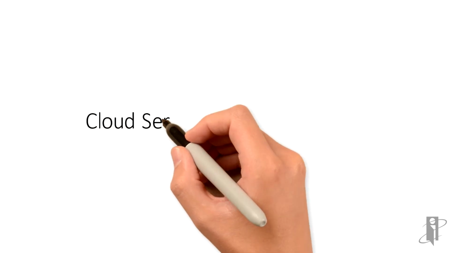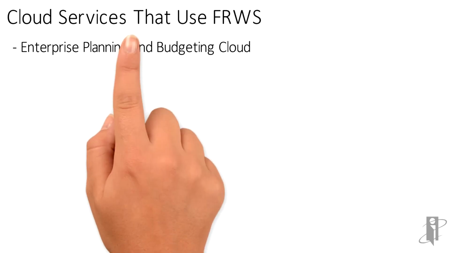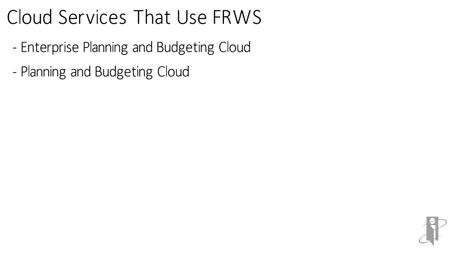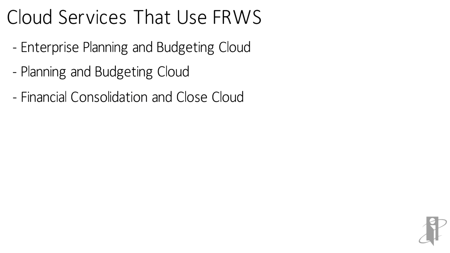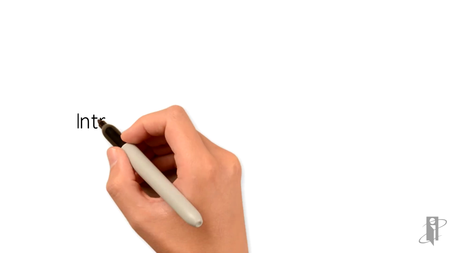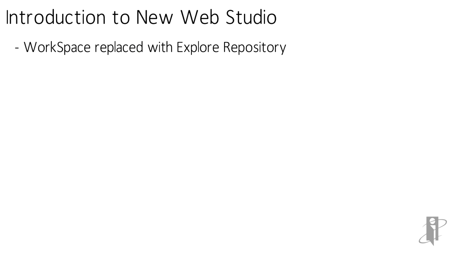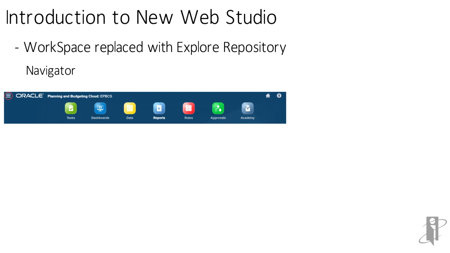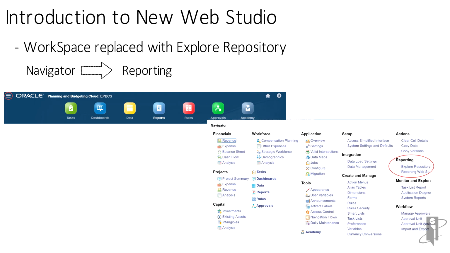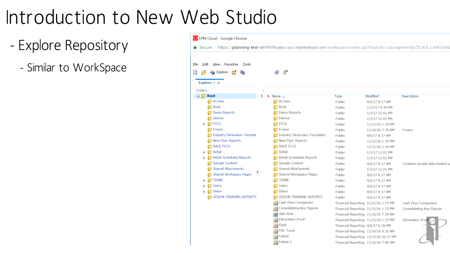The Oracle Cloud Services that currently use FR Web Studio are EPBCS, PBCS, FCCCS, and PCMCS. With the new Web Studio, the workspace terminology has been replaced by Explore Repository. To get there, you would click on the navigator bars next to the Oracle logo, look for the reporting section on the far right, and click on Explore Repository. The Explore Repository looks almost the same as the old version of Workspace.